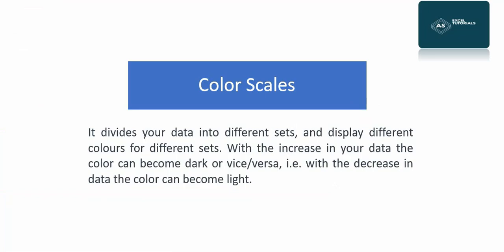Next comes the color scales. Now color scales divide your data into different sets and display different colors for the different sets. With the increase in your data, the color can become darker, or vice versa, that is, with the decrease in your data, the color can become lighter.